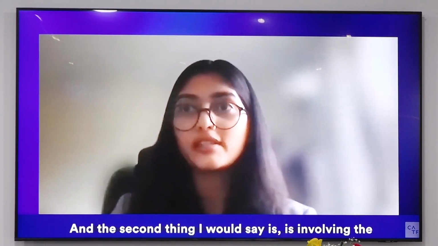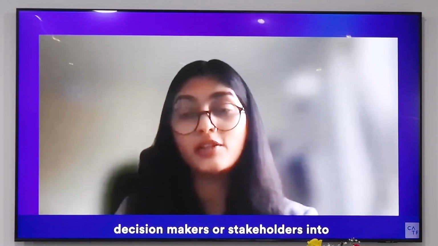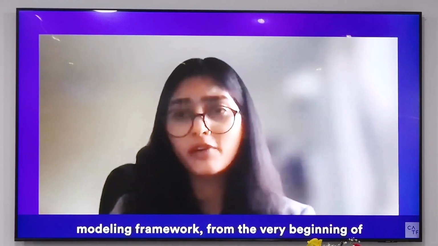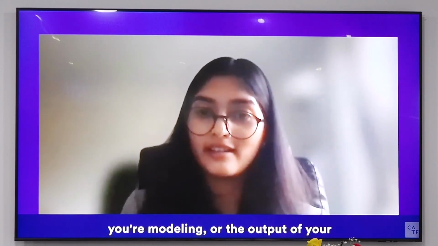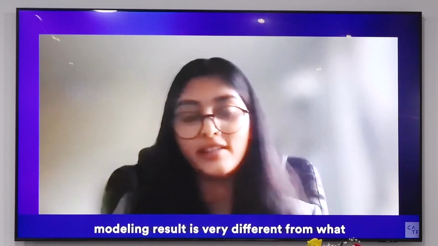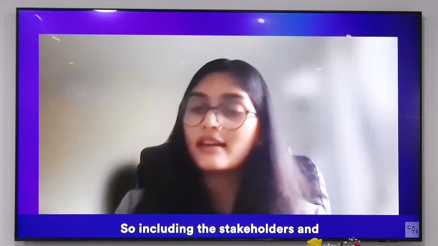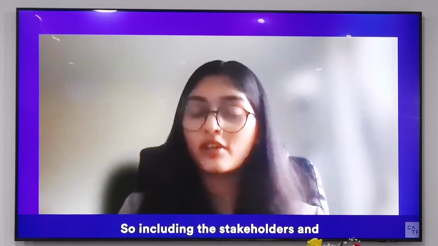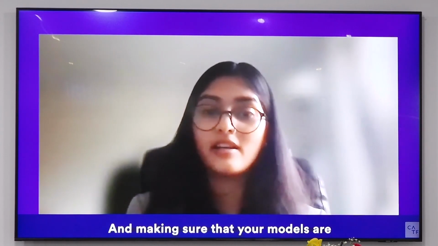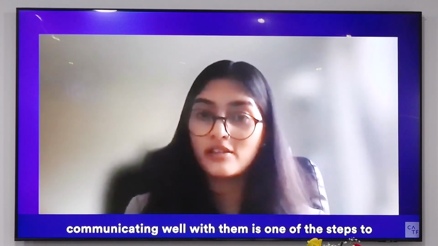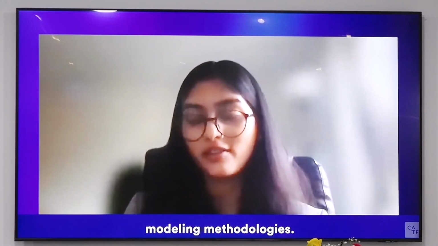And the second thing I would say is involving the decision makers or stakeholders in a modeling framework from the very beginning of your study, instead of at the end, where you think that the output of your modeling result is very different from what is happening in the real world or the real world constraints. So including the stakeholders and decision makers from the very beginning and making sure that your models are communicating well with them is one of the steps to ensure that there is transparency in the modeling methodologies.